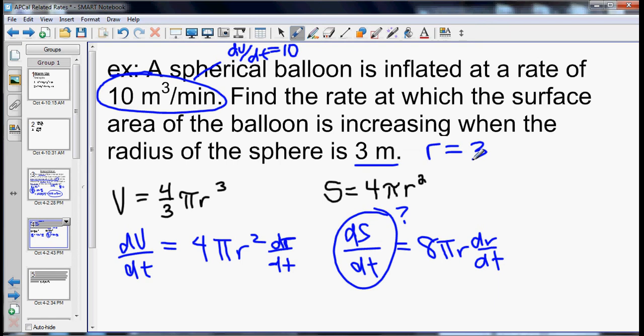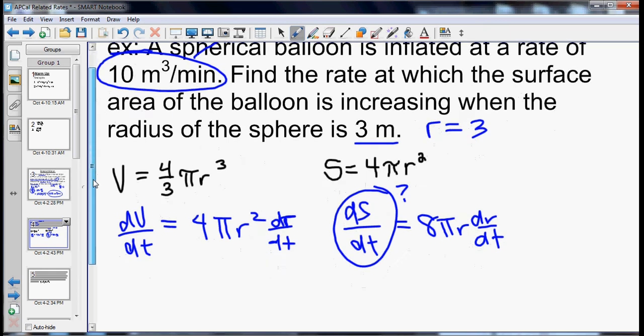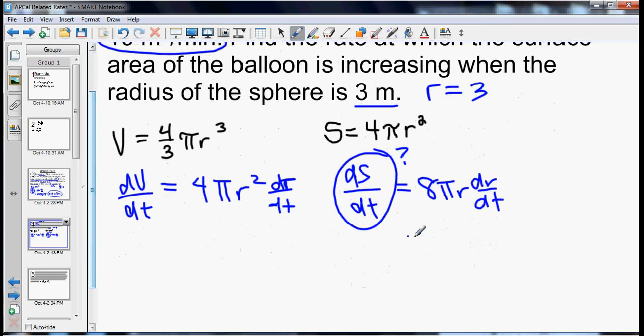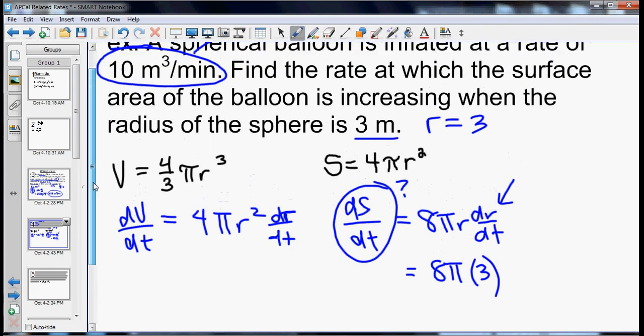So now let's plug in what they gave us to see if we can find the rate they're asking for. I know the radius is 3. But we run into a problem. We need dr/dt, but they didn't tell it to us. So now we've got to think, did they give me information that would allow me to find dr/dt? Well, if you look back, the piece of information we haven't used is dV/dt. They told us dV/dt is 10. So let's switch over here and see what we can learn from that.